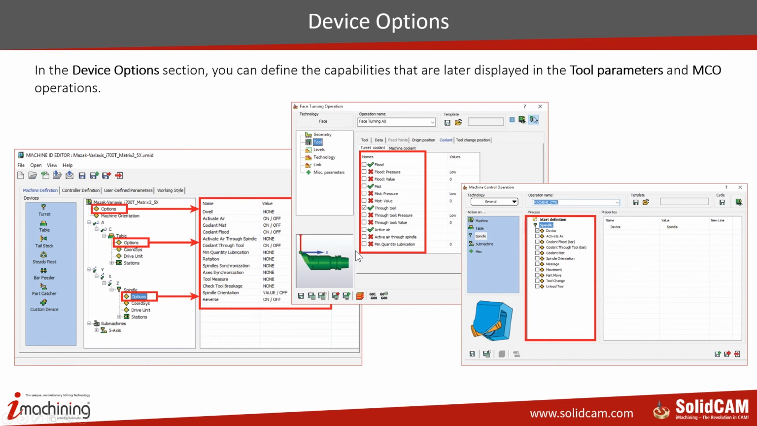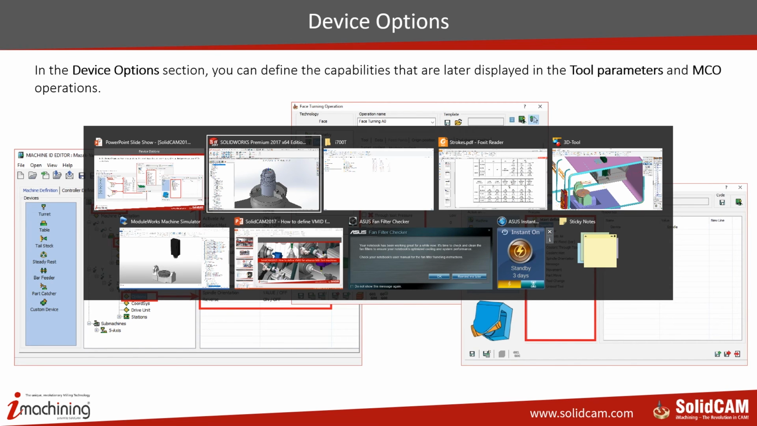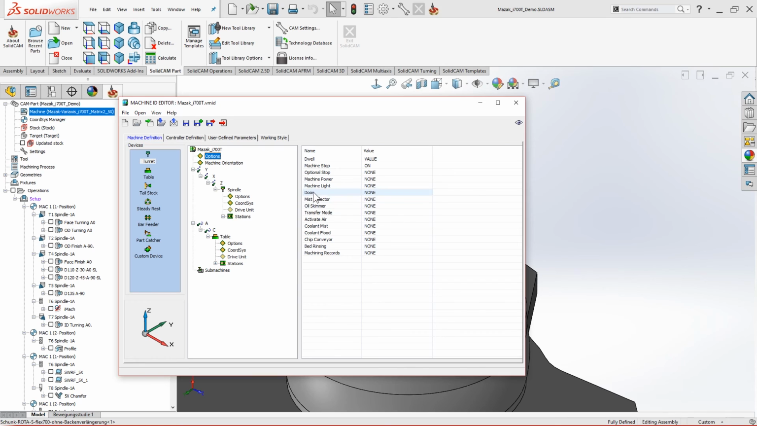You can turn on and off some of the devices on the machine itself. Very useful for this demonstration and this video. I will not set up anything specific here. So let me go back to our VMID. Maybe, why not, I'll just put the flood. Maybe I would like to allow the, I don't know, spindle orientation.